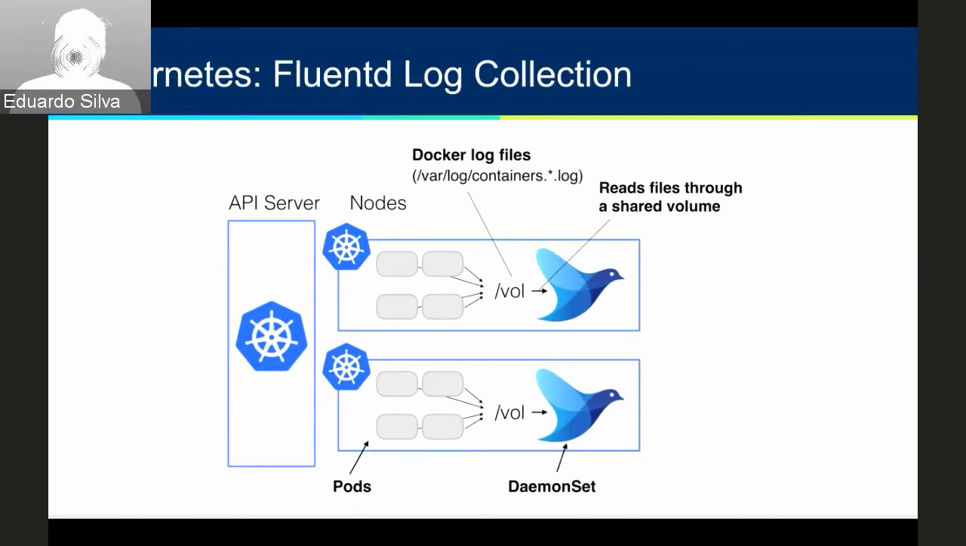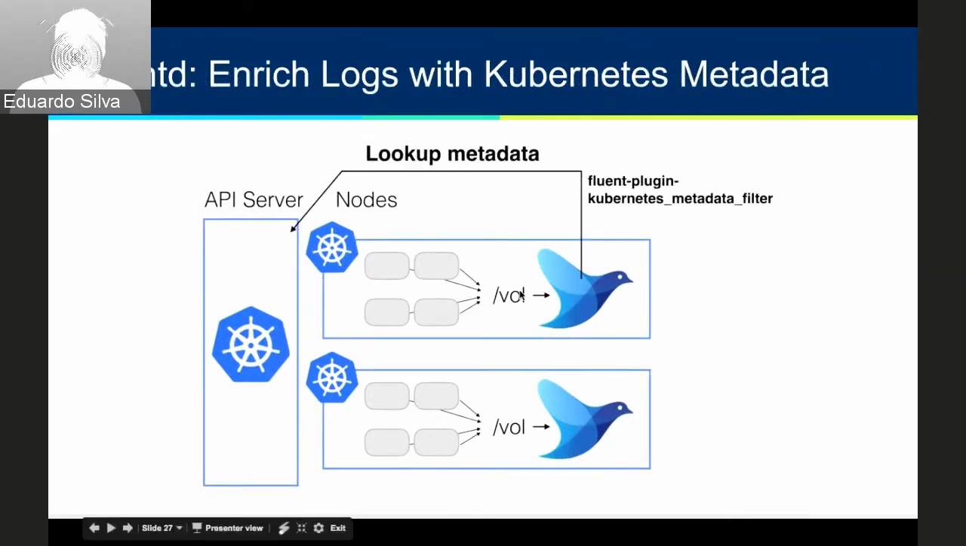So when the daemon set is deployed, Fluentd has access to all the logs from the node because it's a shared volume. And you can see that when Fluentd starts reading the log files from each container, it can determine which container ID and which container name these logs belong to. But it also does a fallback resolution with the API server, because you would like to know what kind of metadata, for example labels and annotations, are associated with the pod where these containers are running. This is possible because a Red Hat team wrote a Fluentd plugin, the Kubernetes metadata filter.